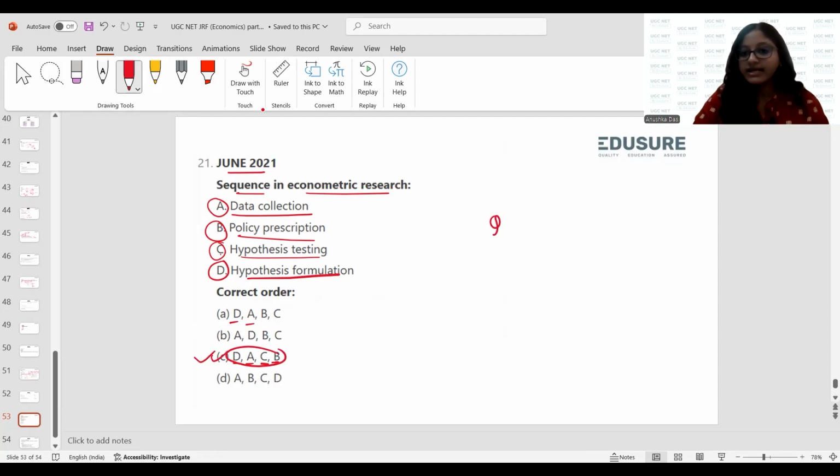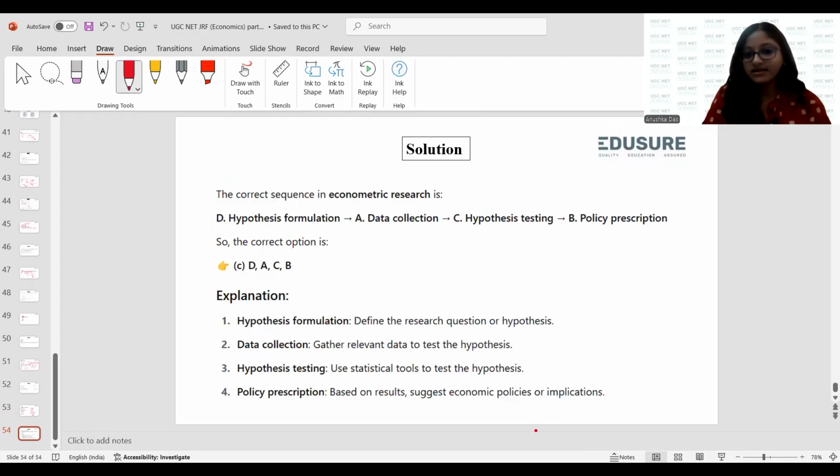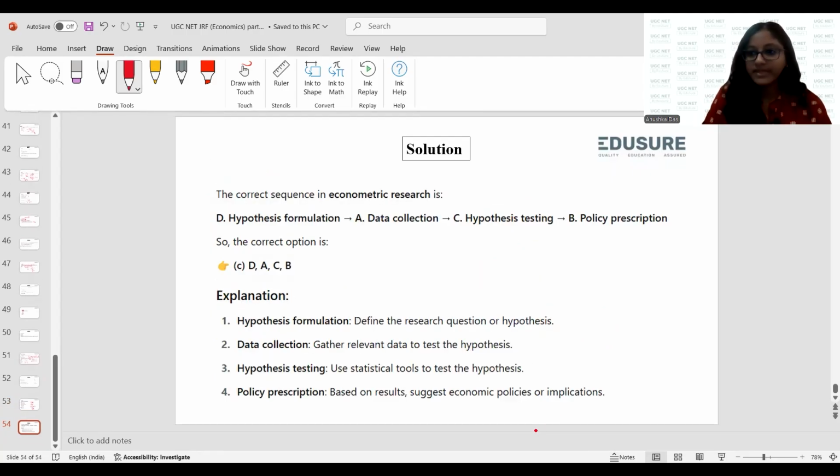So first is formulating a question. Then you have to collect the data, particular relevant data, depending on the question that you have defined. Then you have to test the hypothesis. This will be the third portion, and then you have to prescribe the policies and the real life applications basically of the conclusions that you have, the results and the insights that you have derived through your research. Depending on that, you will derive policy prescriptions, right? So these are the four broad steps that you have to follow for econometric research. So C will be the right answer, and here you can see the solution, right?